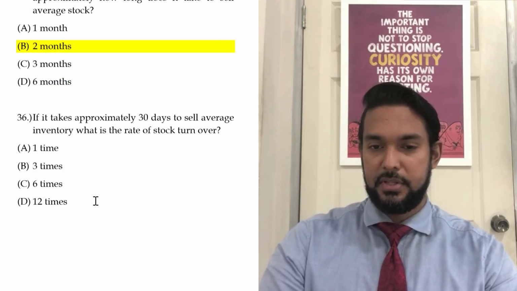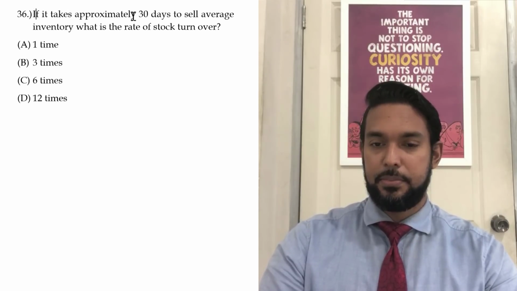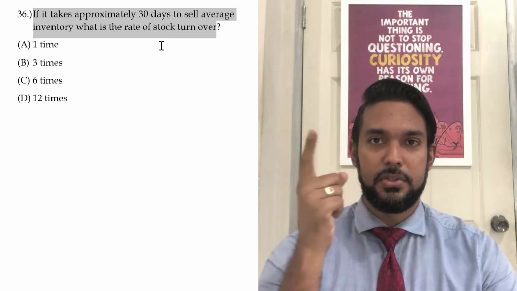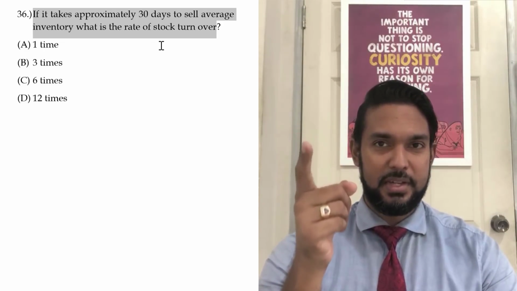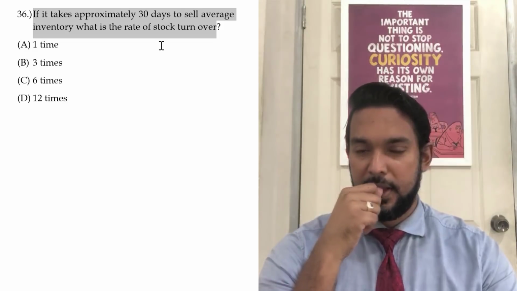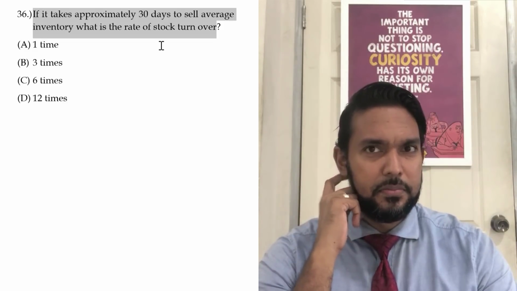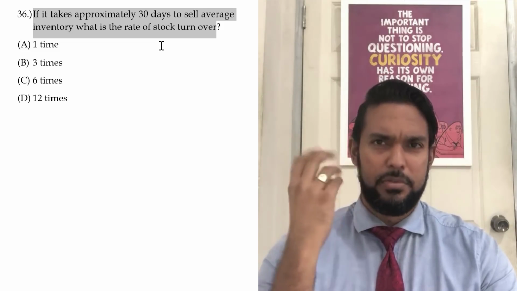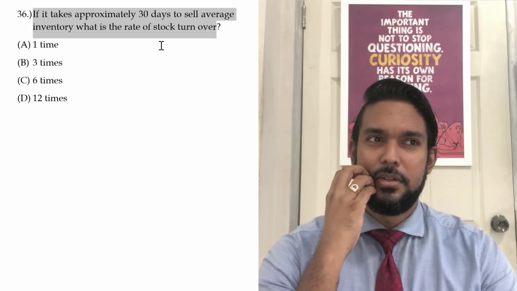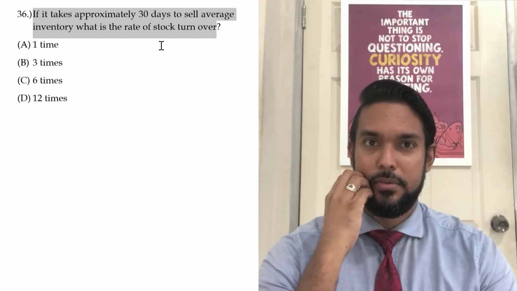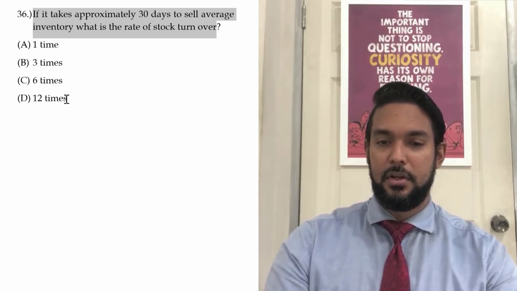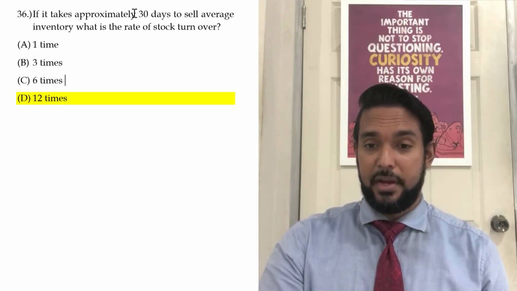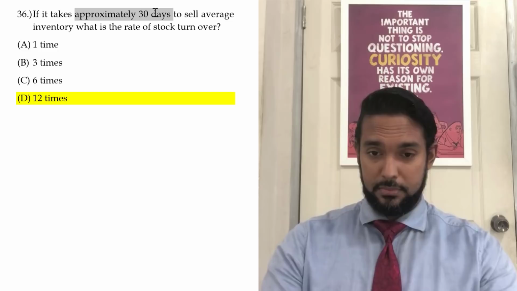And let's scroll down to number 36 now. It says, if it takes approximately 30 days to sell average inventory, what is the rate of stock turn? Rate of stock turn is how many times we sell out our average stock in a year. If we take 30 days to sell out stock, how many 30-day periods are in a year? Well, 30 days is about a month, right? How many months in a year? 12. So we would sell out our stock around 12 times. Another way to do it is to take the 360 or 365 and divide by 30. You'll get about 12.